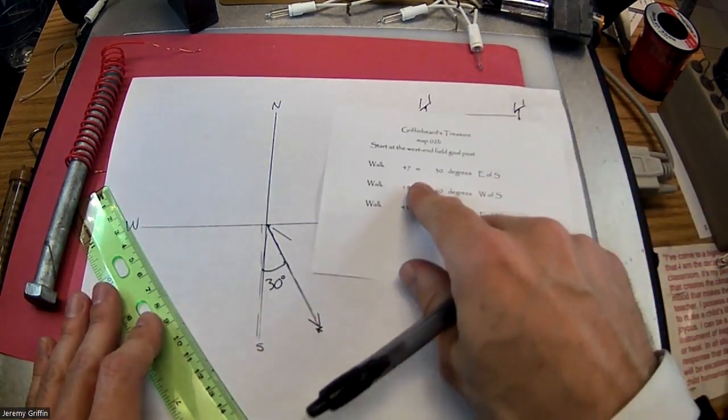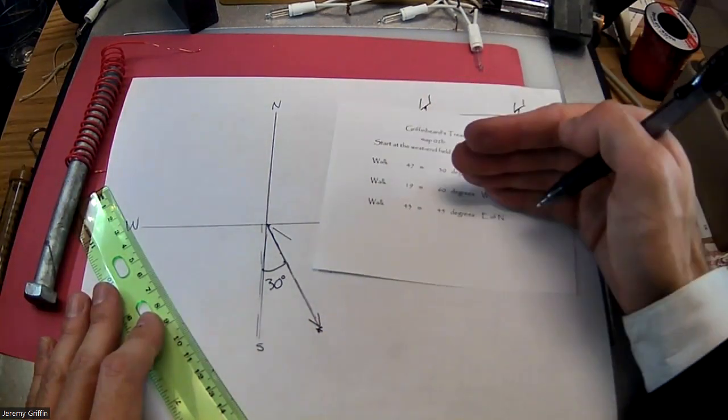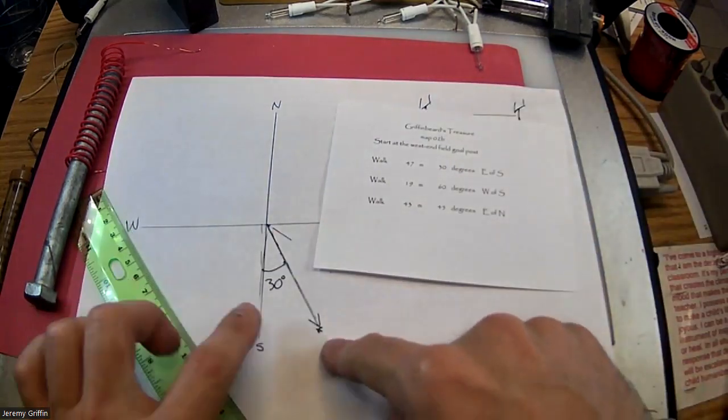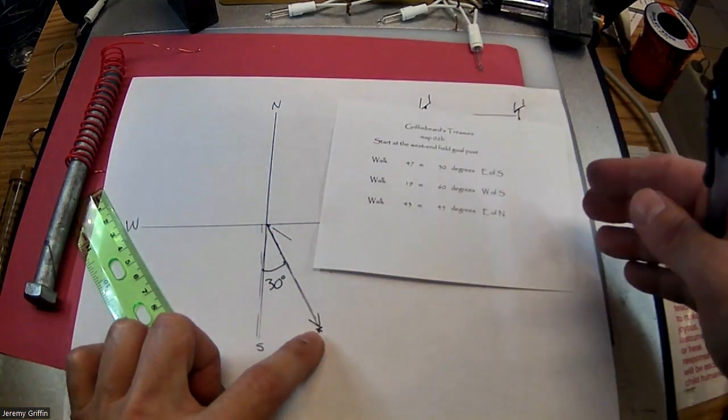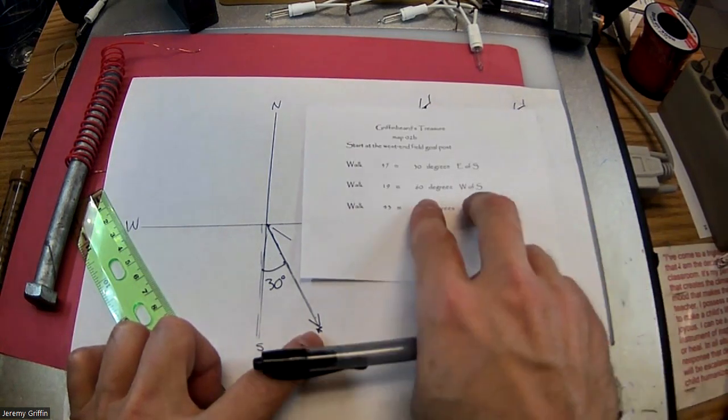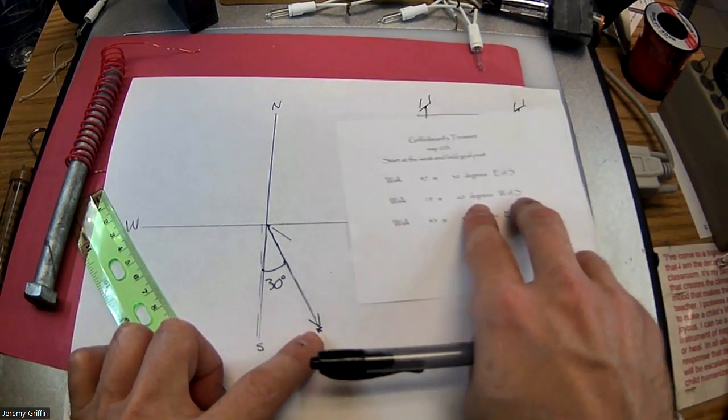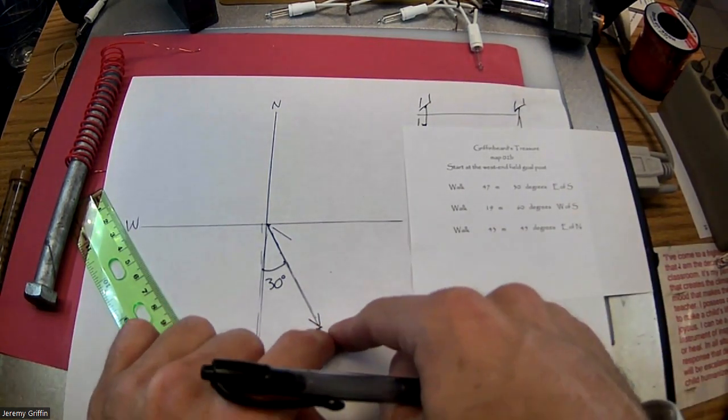Now, these are directions. So it's like, do this direction first, then this direction, then this direction. Once you get to that point, then you make your next move. You guys got that? Next one says so many degrees west of south. Now, here's where I would pick up from this point and keep going from there.